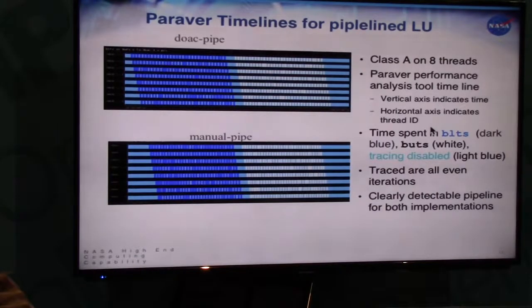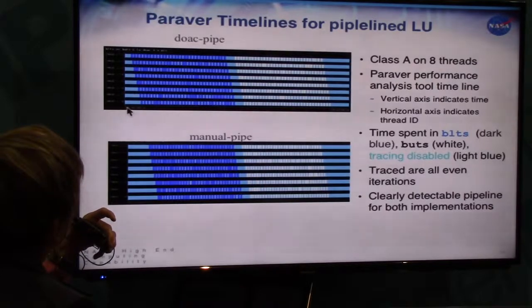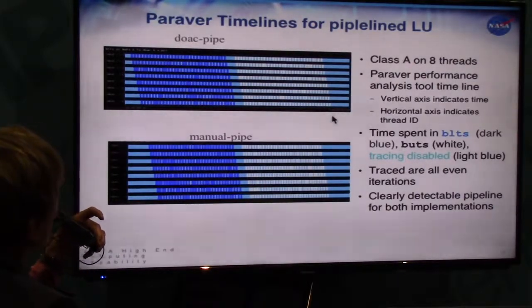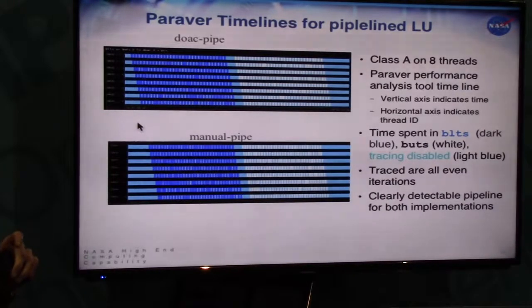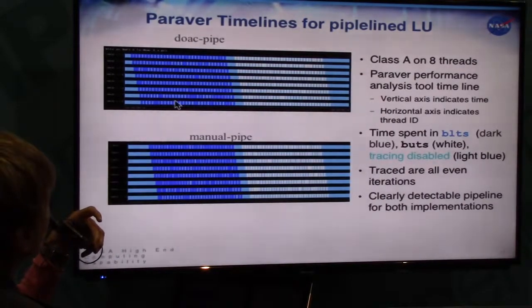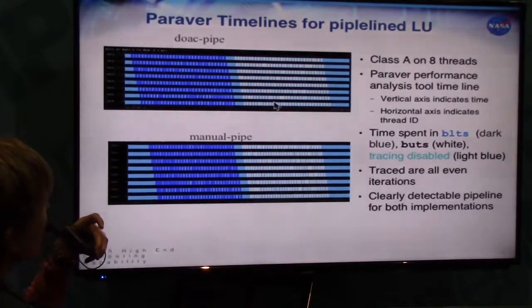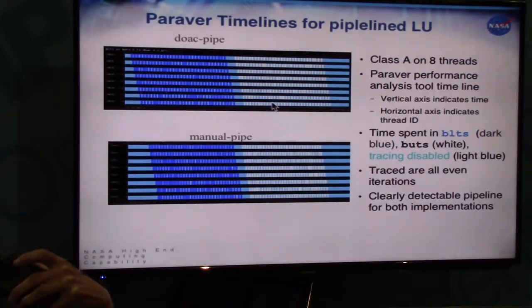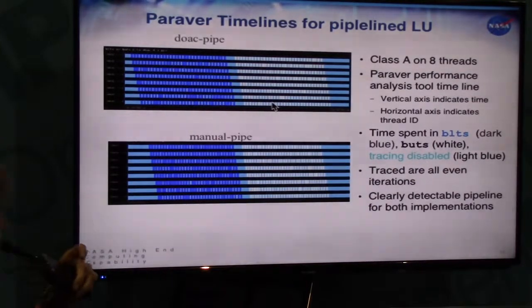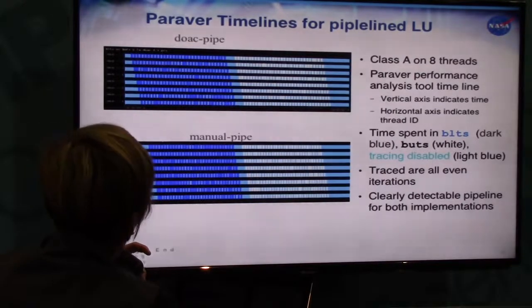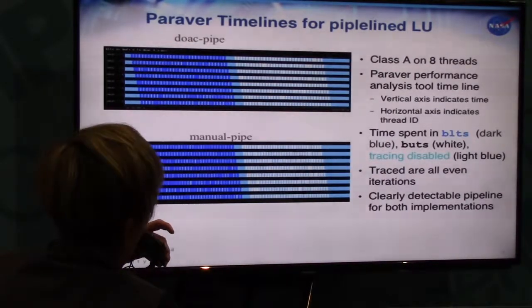We also took a parallel profile, like a timeline, but you see here the horizontal axis is the time, the vertical axis is the thread ID. That's just for Class A on 8 threads. What I want to show with this picture is we see the lower solver here, BLTS, BUTS here, and we clearly recognize a pipeline here. So clearly recognizable, the same thing's going on either way, except with Doacross, it's easier.